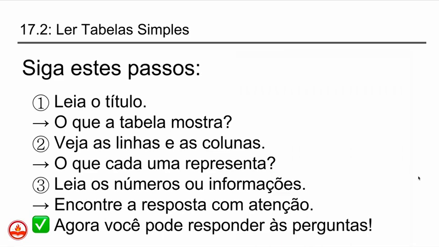When you read a table, follow these steps. First, read the title. The title tells you what the table is about. Next, look at the rows and columns. Finally, read the numbers or information carefully. This will help you answer questions correctly.